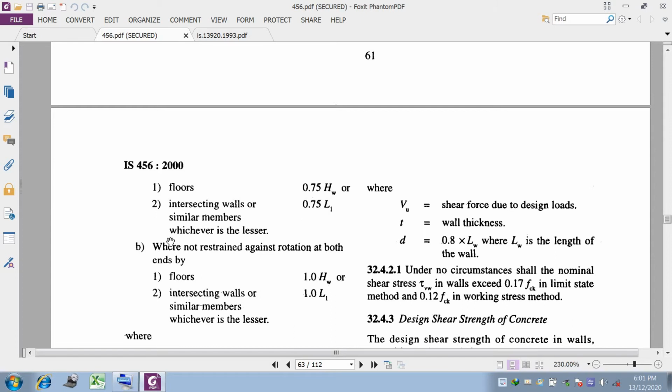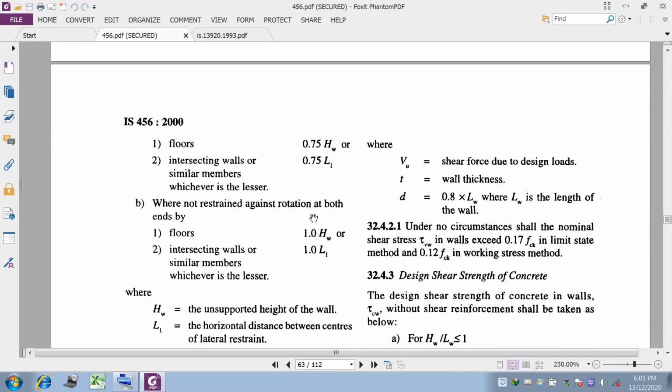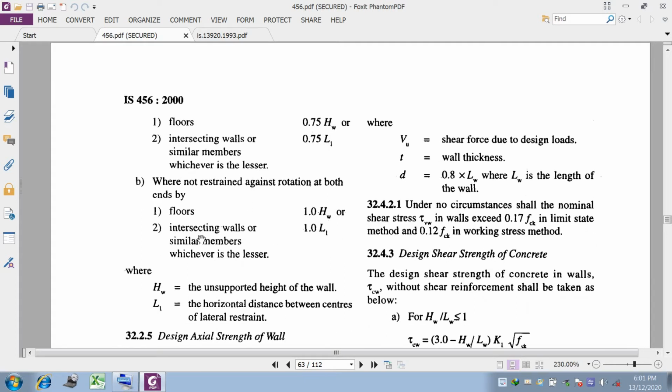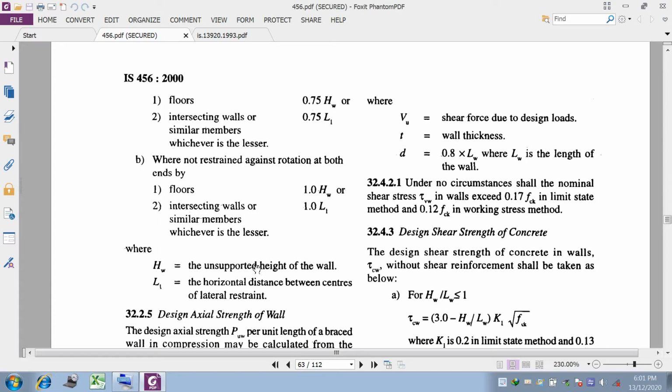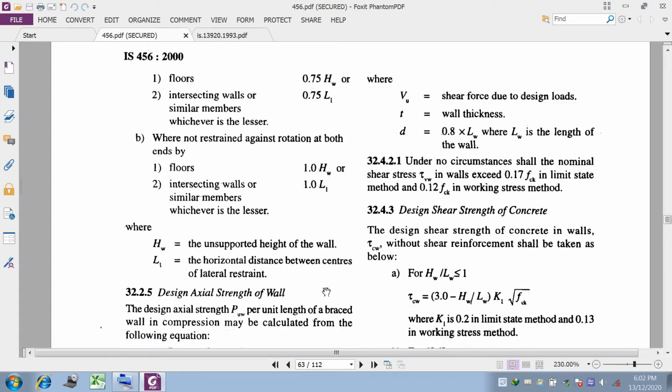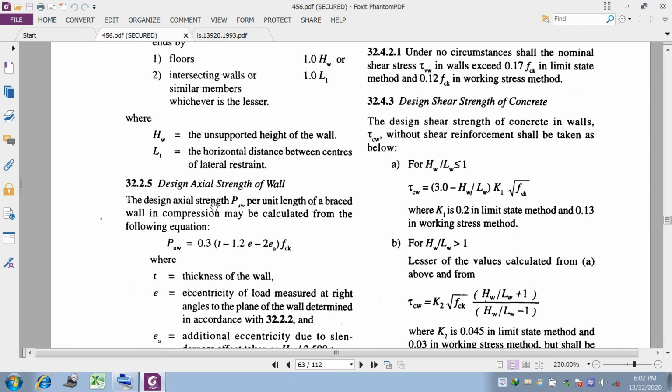Then where it is not restrained against the rotation at both the ends by the floor, it should be equal to 1.0 times HW. Then intersection of the wall or the similar member, whichever is lesser, is 1 times L1. HW is the unsupported height of the wall, and L1 is the horizontal distance between the centers of the walls.